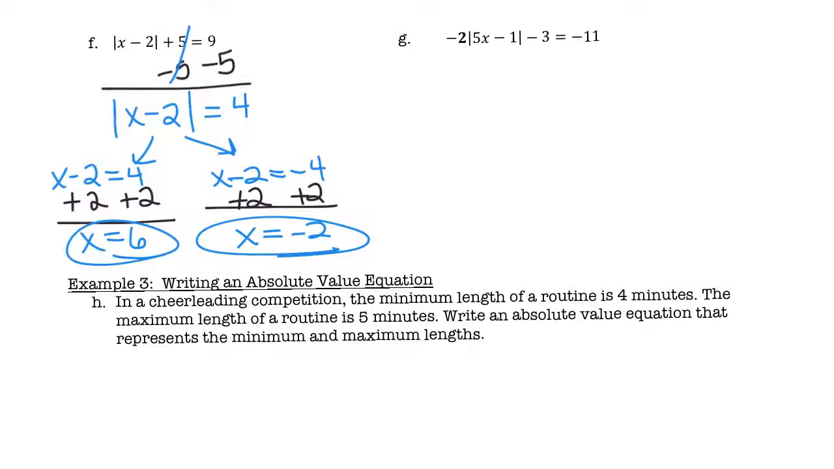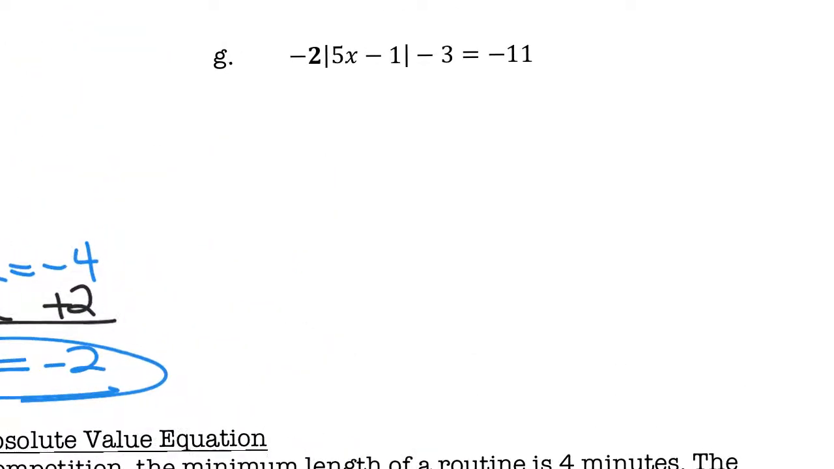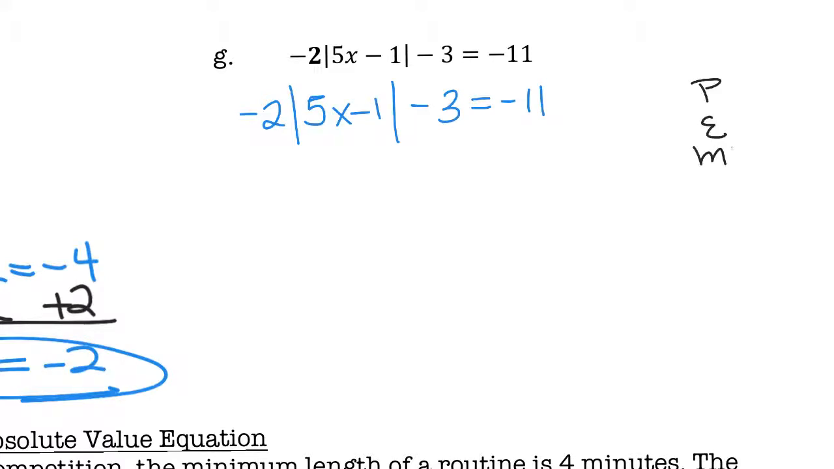Hopefully for letter F, you have x is equal to 6 and -2. For letter G, there's a couple extra steps that we're going to do. So the first thing is we have -2 times the absolute value of 5x minus 1 minus 3 is equal to -11. Remember, when we're solving for a variable, we're going to use the order of operations backwards.